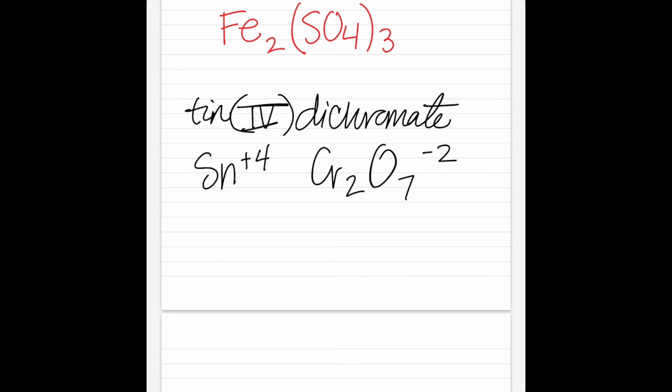Now that I have everything, I do need to cross and go down. These don't cancel. However, they do reduce. So let's go ahead and reduce before we move any further. We're going to divide both of these charges by 2, so that'll be plus 2 and minus 1. Now I can cross and go down. So I'm going to take this one and bring it down here, take this one and bring it down here.